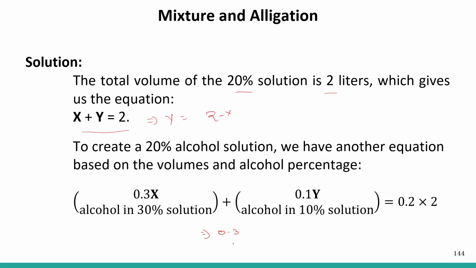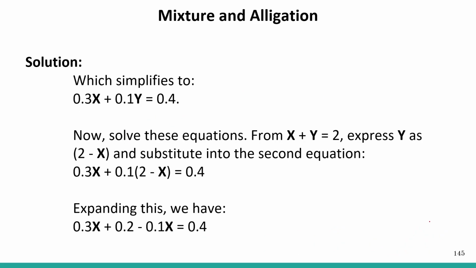0.3 into x, 30%. So 0.3x plus 0.1 into what? 2 minus x, that is equal to 0.4. So 0.2 minus 0.1x. So this implies that 0.2x is equal to 0.2. So this implies that x is equal to 1. Okay, so y will be equal to 1, because x plus y is equal to 2, right?